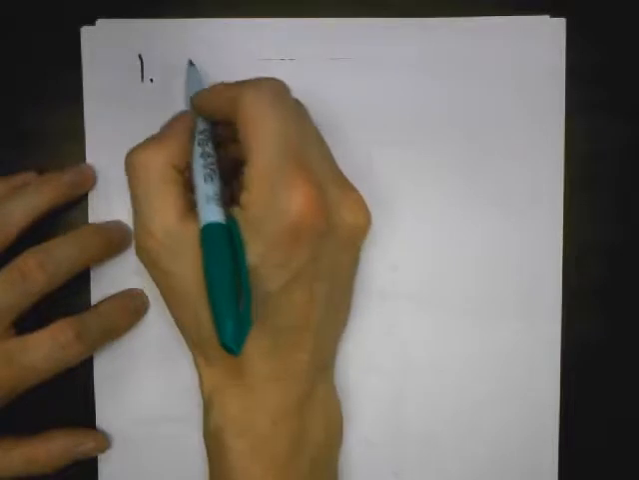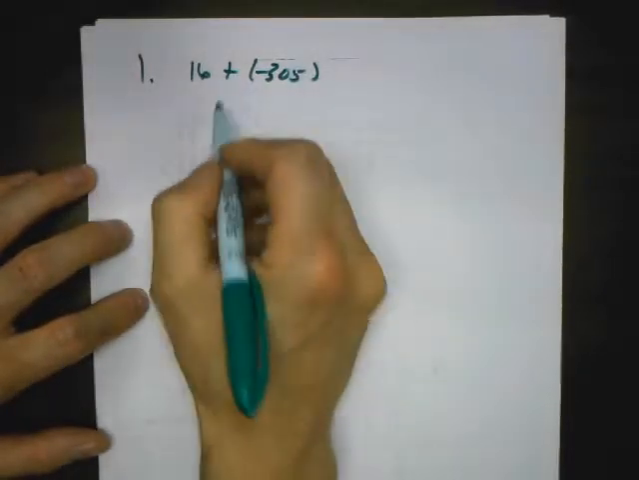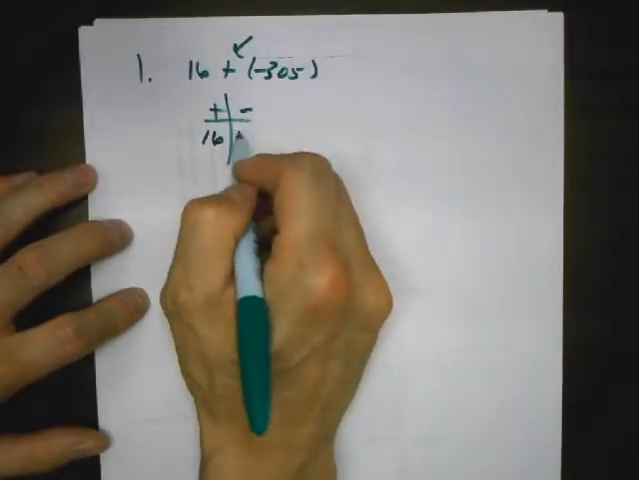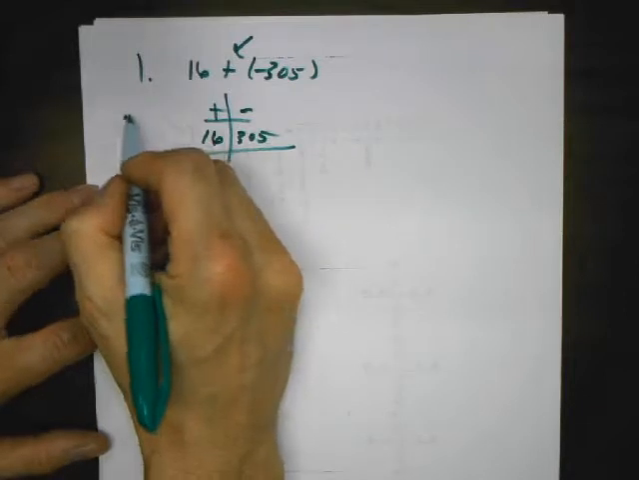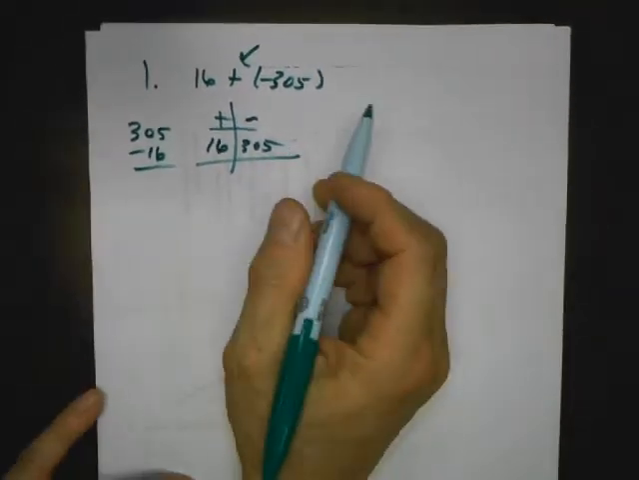8th grade math test 4 study guide, problem number 1. We're going to simplify 16 plus negative 305. Those are opposite teams, right? This is addition, so we can use teams. 16 positives, 305 negatives means I subtract to get the difference between opposite teams.